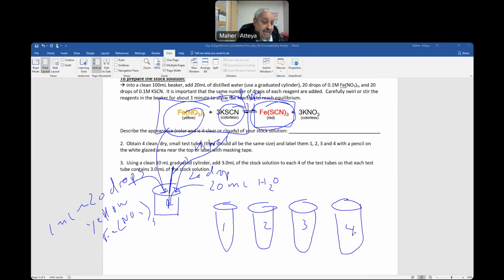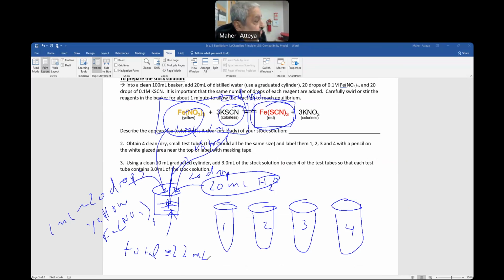Remember how many? 20 plus 1 mL from here, 1 mL, 1 mL. So total here, how much? 22, correct? 22 mL. Total of this, 22 mL. Everybody agrees? 22, because you added 1 mL of the yellow solution of iron 3 nitrate. You added another 1 mL, about 1 mL. I mean, 20 drops is a very rough, very crude estimation for 1 mL of thiocyanate, and then you get the red.